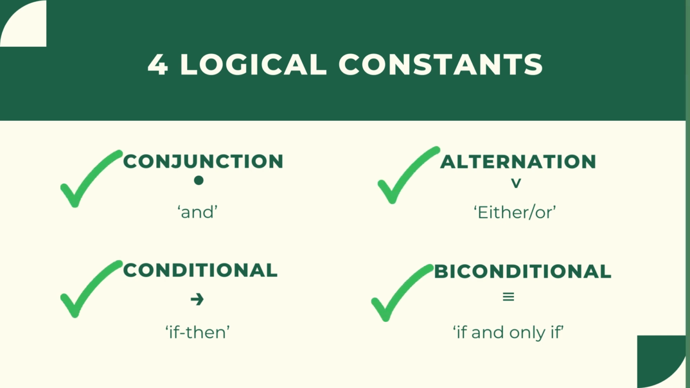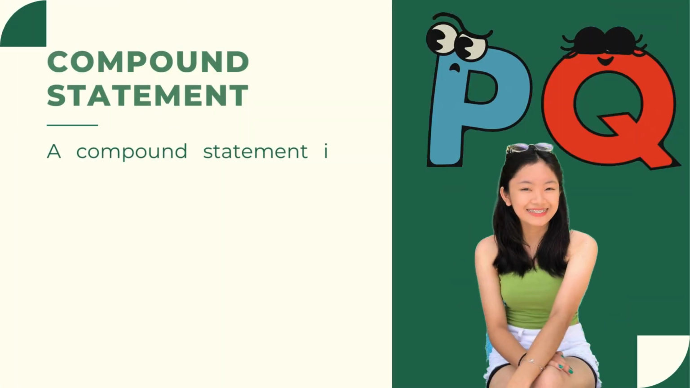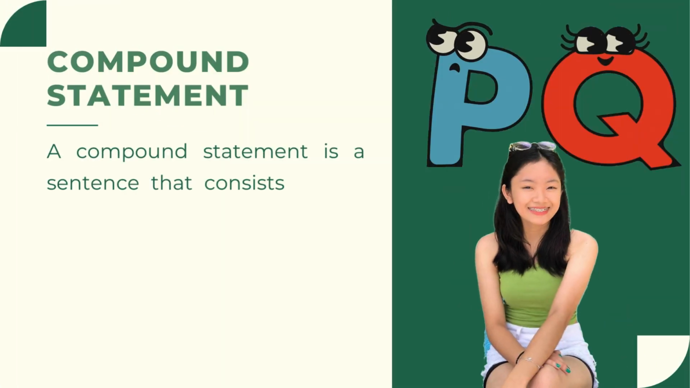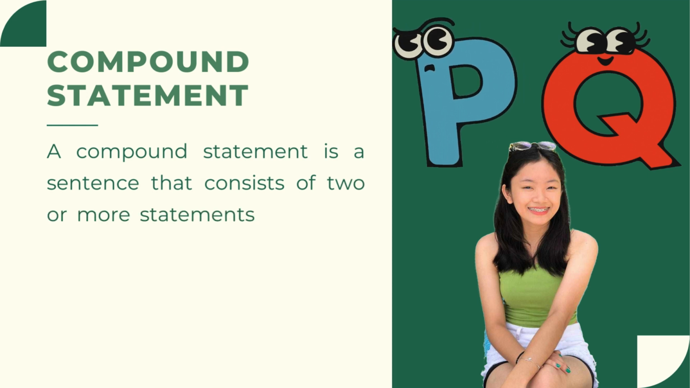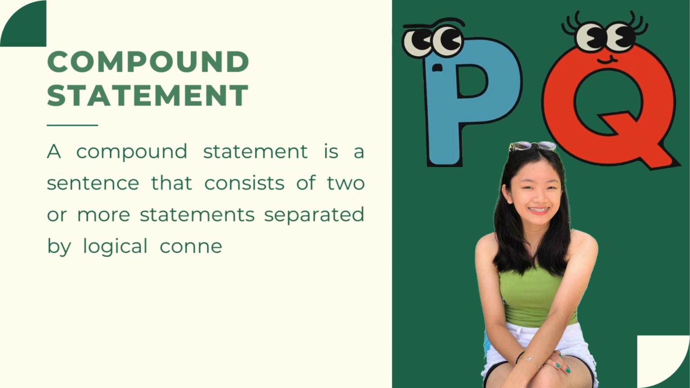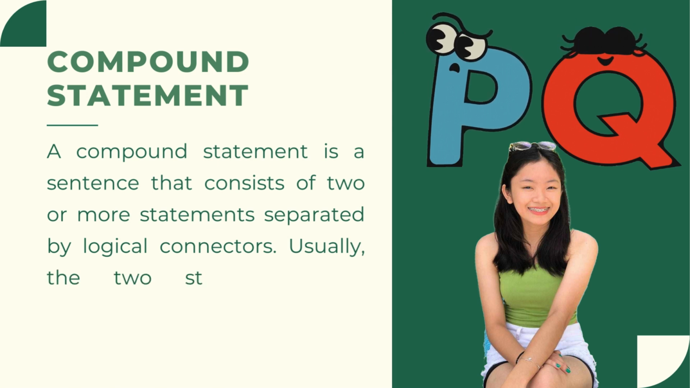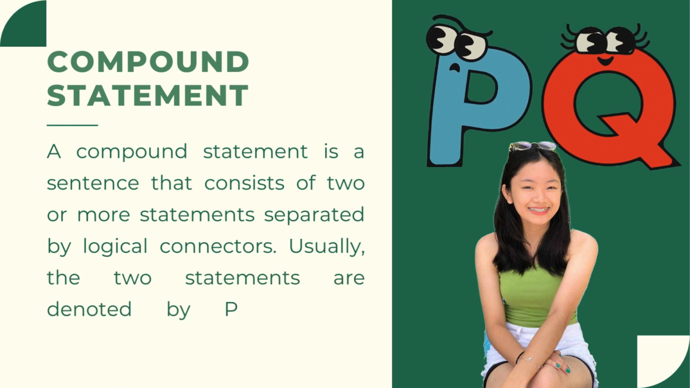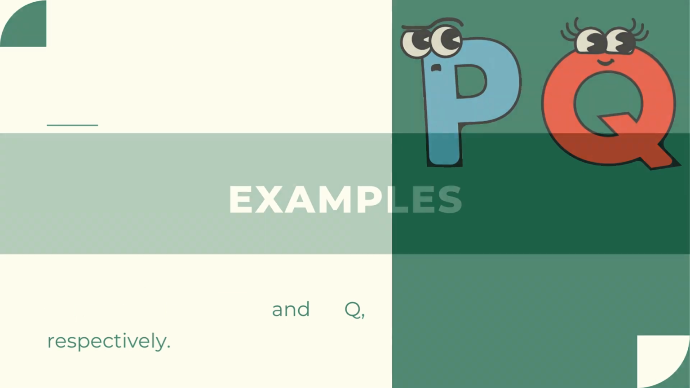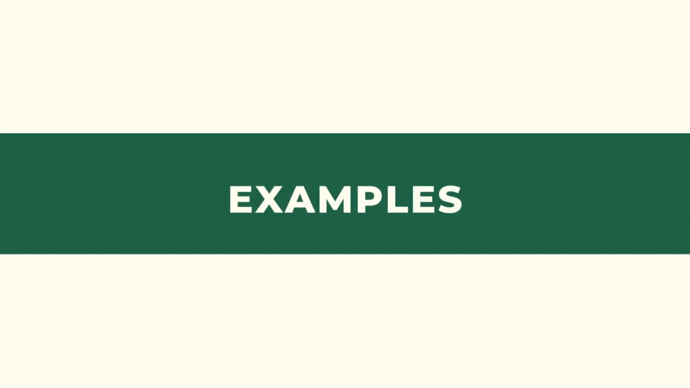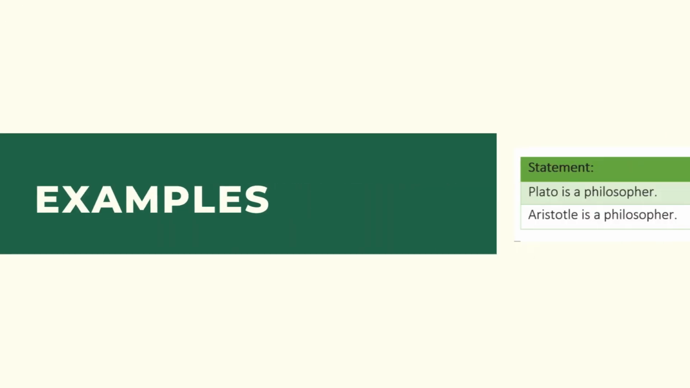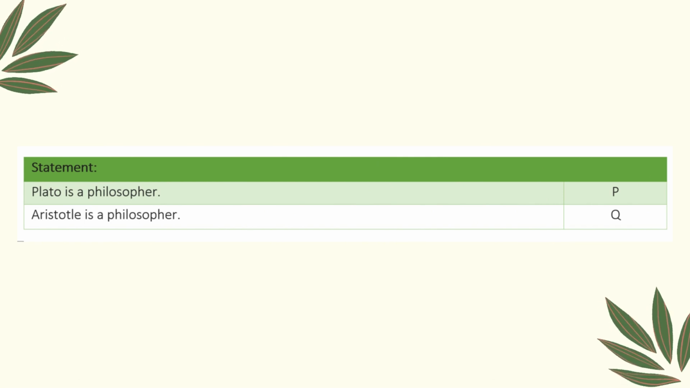Now that we're clear on that, let's move on to compound statements. A compound statement is a sentence that consists of two or more statements separated by logical connectors. Usually, the two statements are denoted by P and Q respectively. Let's now take a quick look at the following statements. Plato is a philosopher, represented by P. Aristotle is a philosopher, represented by Q.